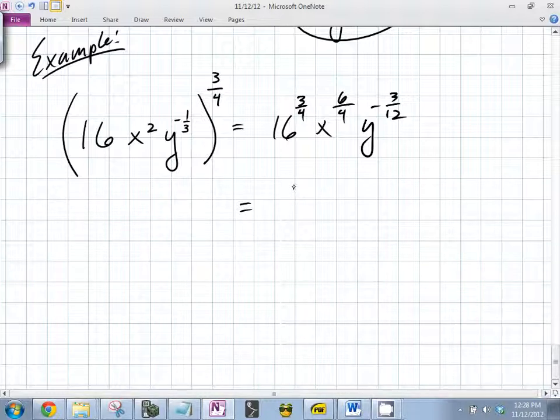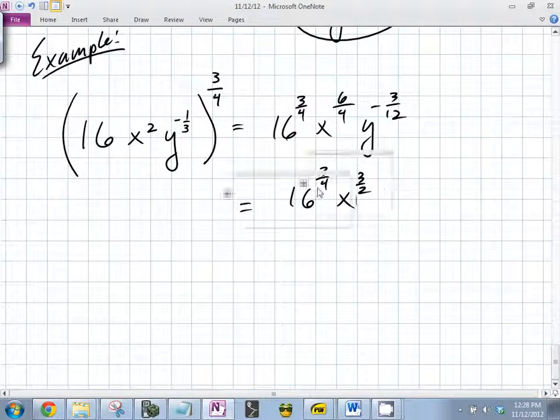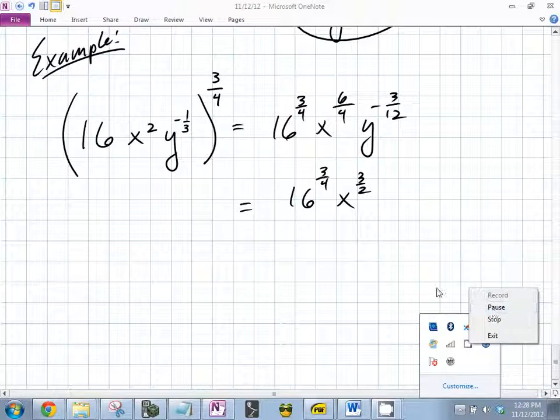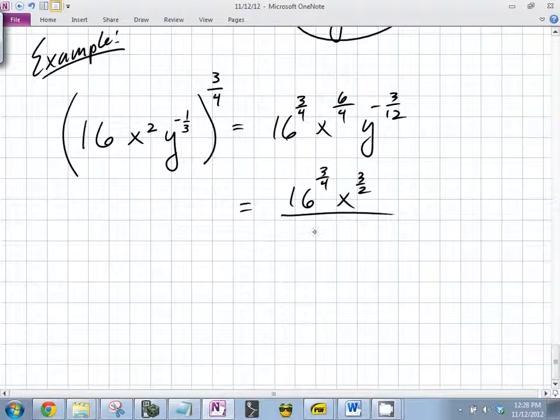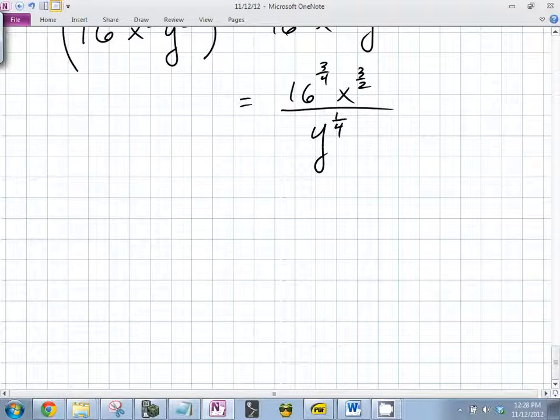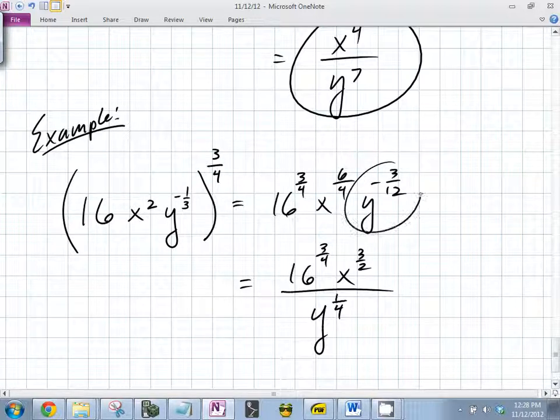So this is 16 to the 3/4 times x to the 3/2 and over y to the what power? What is 3/4? 3/4 is 3/12 is also known as 1/4. Sorry. Yep. So it goes down there. Now I haven't told you what all these fractional powers mean, but this right here, what? Because it's negative. So right here, so it's unhappy, so it goes down there.